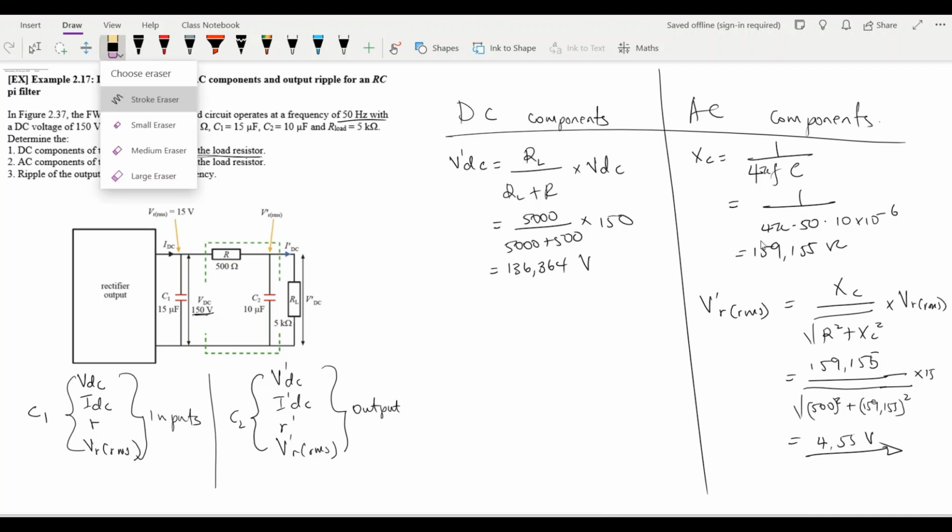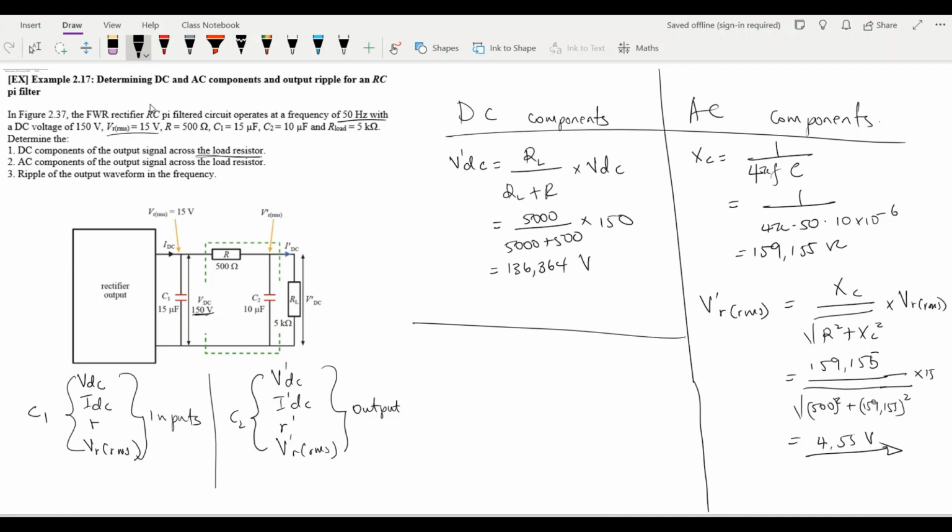And then the question also wanted us to calculate the ripple factor. Now, let us calculate the ripple factor here. The equation to calculate the ripple factor will be r' is equal to V'RMS divided by V'DC. Look at this. You are using both that and that. So if you have calculated incorrectly, you will face a very serious challenge.